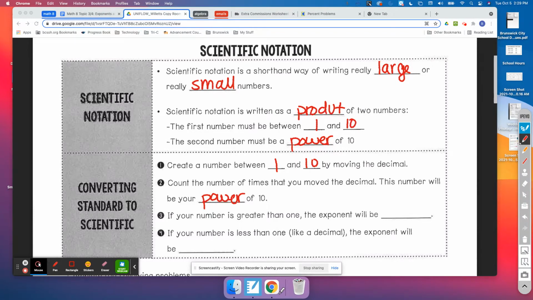If your number is greater than 1, the exponent will be positive, or if you move the decimal to the left. And if your number is less than 1, like a decimal, the exponent will be negative, or if you move the decimal place to the right, it'll be a negative. So if you need to pause the video to get that written down, you can.